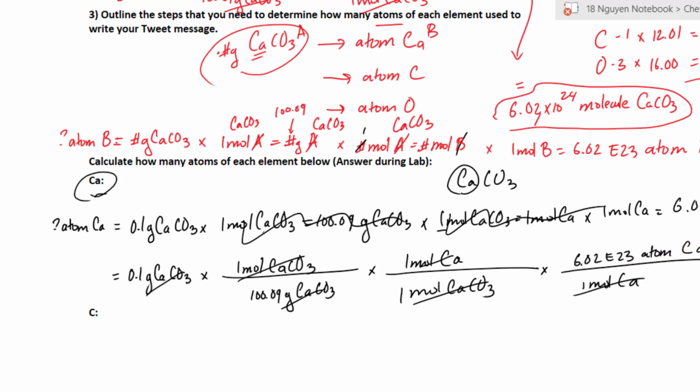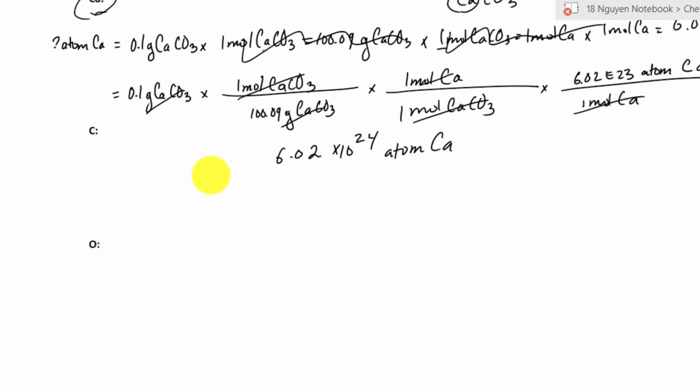And then all you have to do is plug into the calculator. And what do we have? 0.1 divided by the number on the bottom, which is 100.09. Do we have any number on the bottom next? Nope, because it's all 1. And times 6.02 E to the 23rd. And what do we have? We have 6.02 times 10 to the 24th. And that's pretty much it. In this case, atoms of calcium. So you would do the same thing for carbon and oxygen, okay?